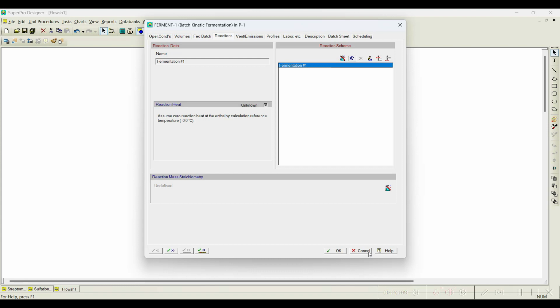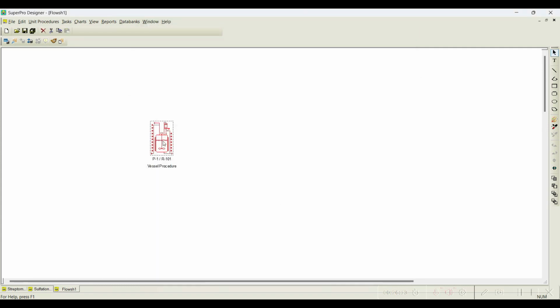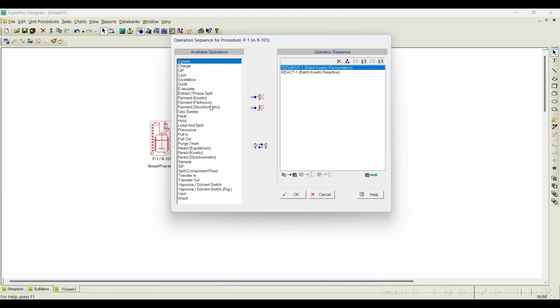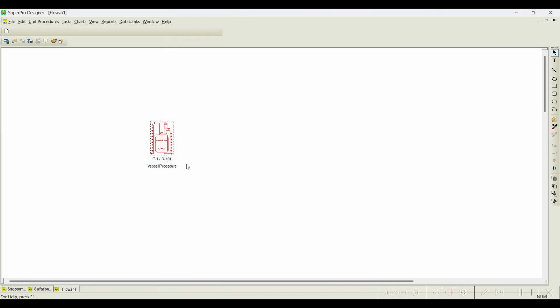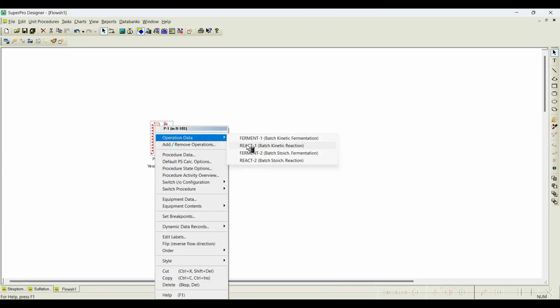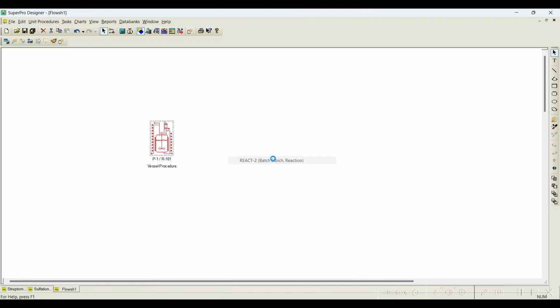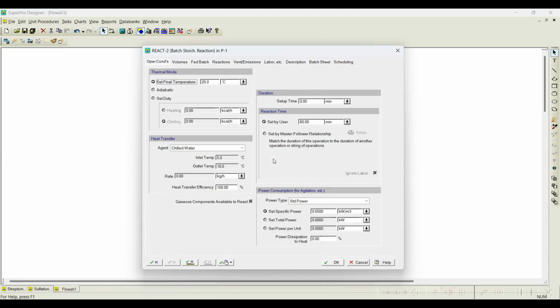I hope you understood the difference between this kinetic and ferment operation. And let us add two more operations. That is, one is batch stoichiometric, ferment stoichiometric, react stoichiometric. Click OK. Let us go with react stoichiometric. Here the purely chemical reaction. Rest all are similar to the kinetic one we have chosen.